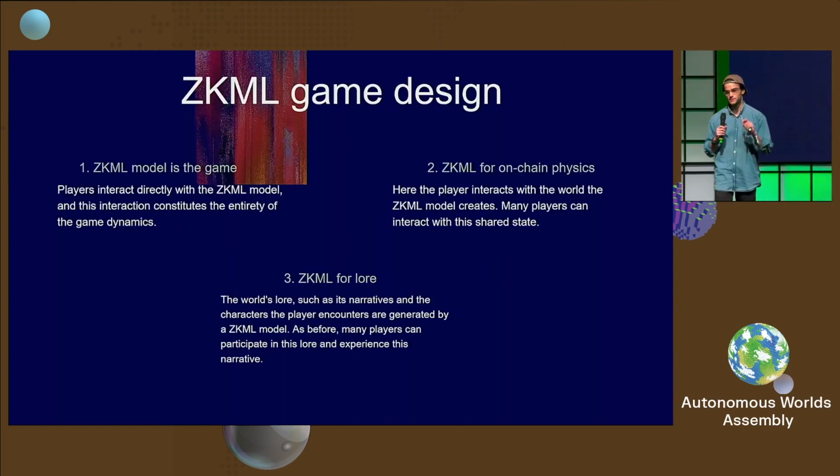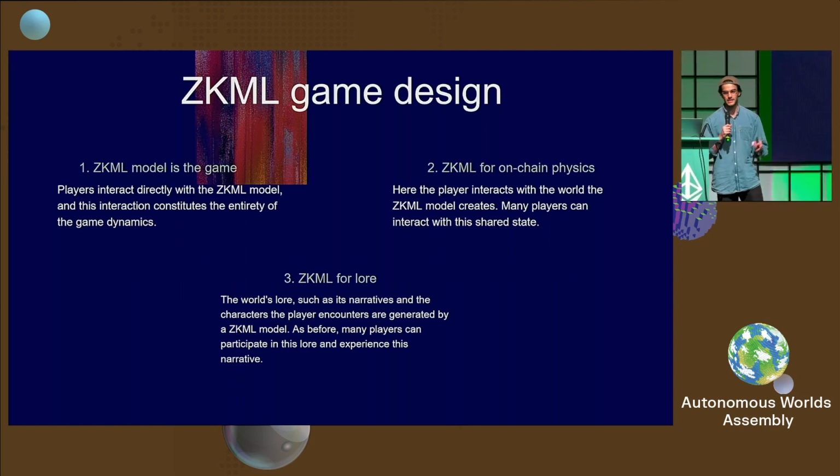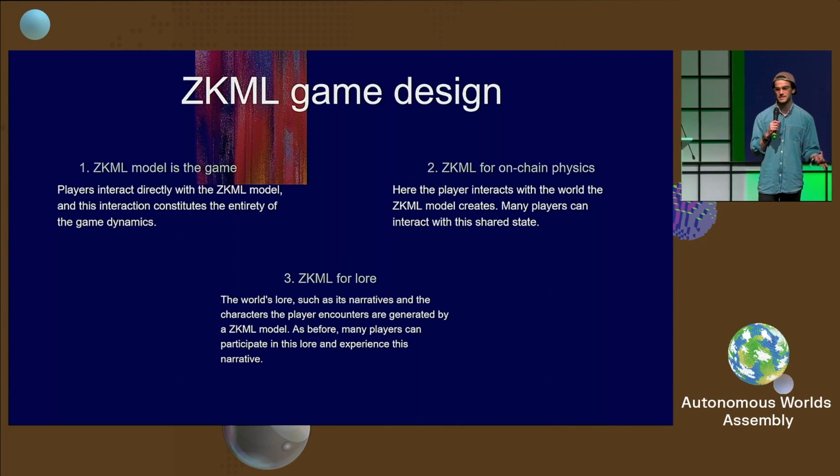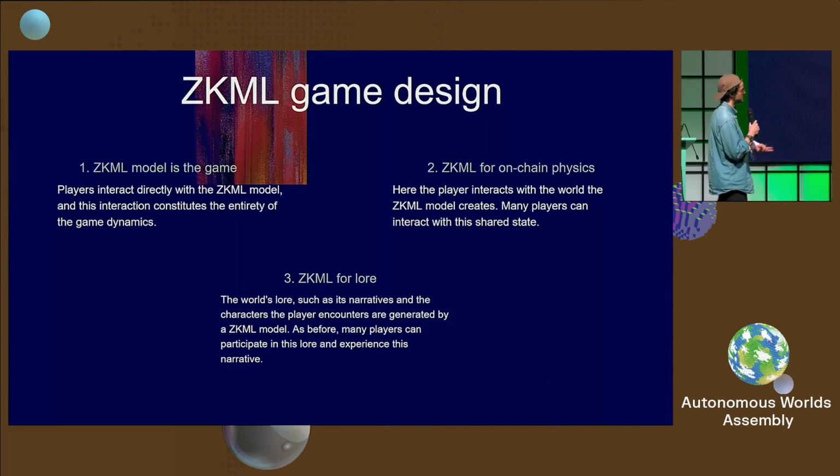We've seen three main pillars, three design paradigms, arise from combining ZKML with on-chain games. The first and simplest exploration, the one people naturally reach for, is where the ZKML model is the game. Someone interacting with the on-chain game is just interacting with some version of this model, and that constitutes the entirety of the game dynamics. I'll be giving examples of each of these categories afterwards.